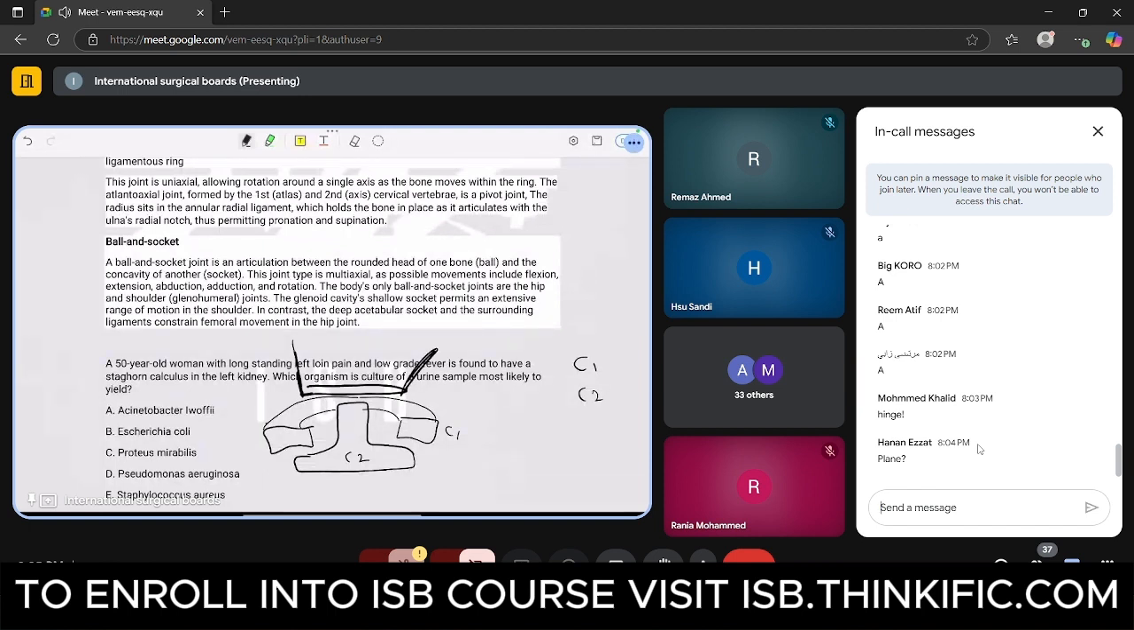You know, there is this joint between the dens of the C2 and the anterior arch of C1, a pivot joint. Yes or no? Do you agree with me? The joint between the dens and the anterior arch of C1 is pivot, or what kind of joint is that?